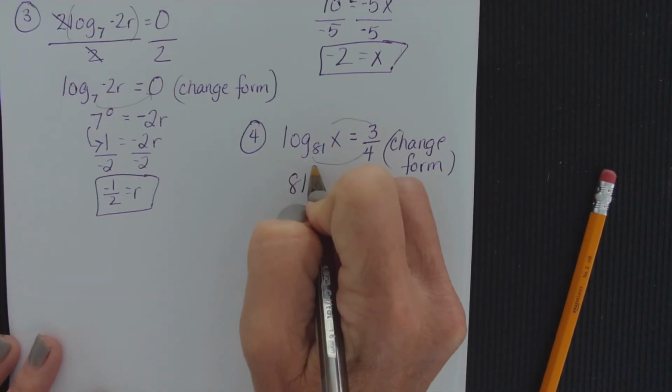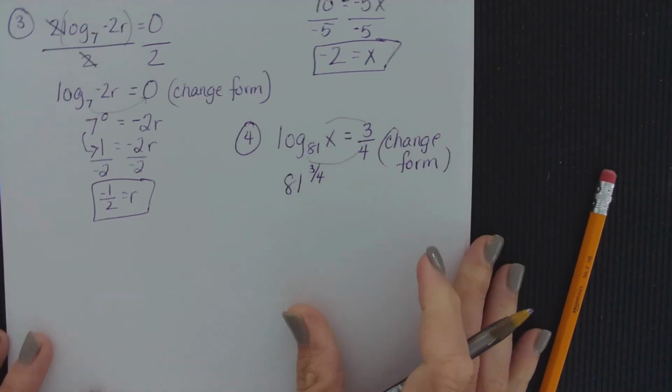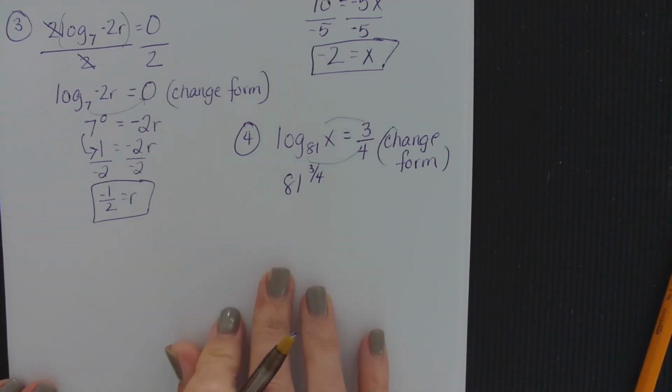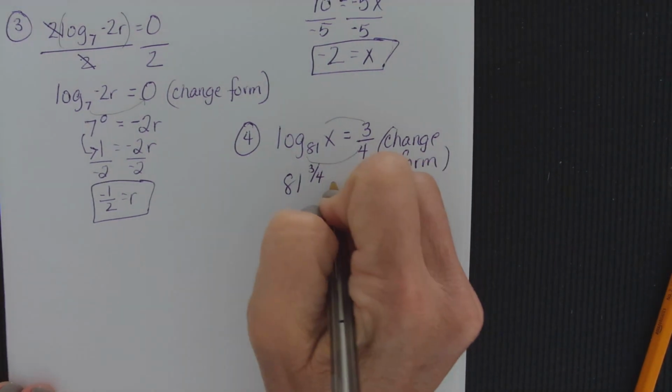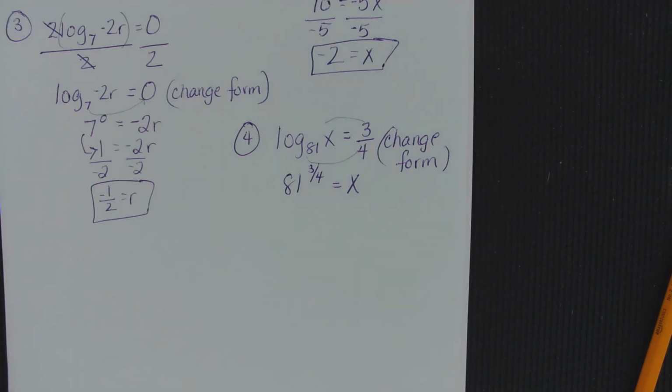So you have 81 to the 3/4 equals x. Katie, this is when, if you want to use parentheses, you can. Remember you asked me earlier? Now you just put it in your calculator: 81 to the 3/4 power.